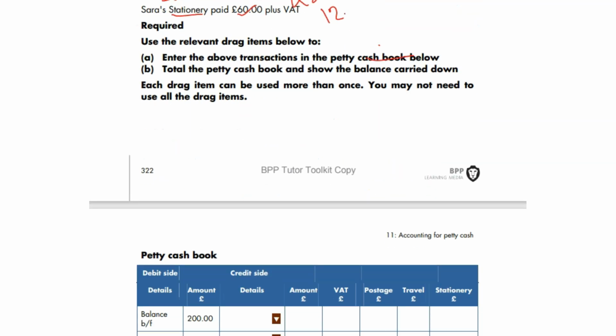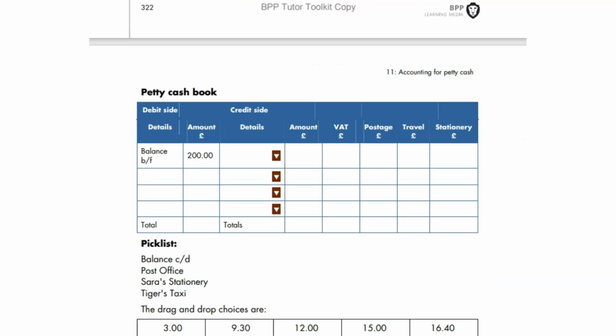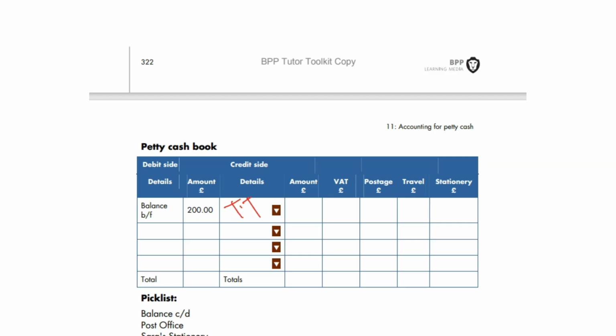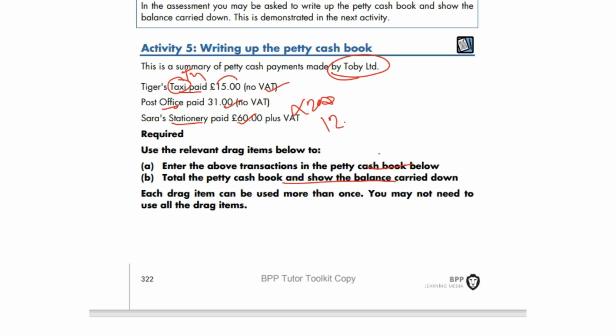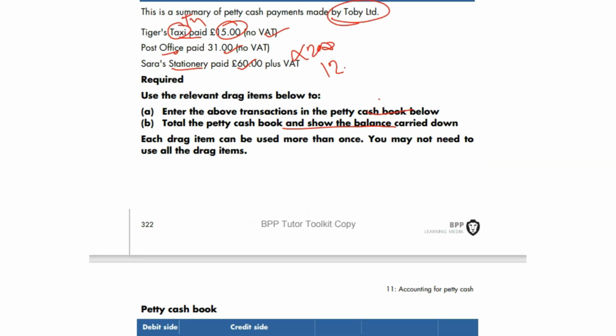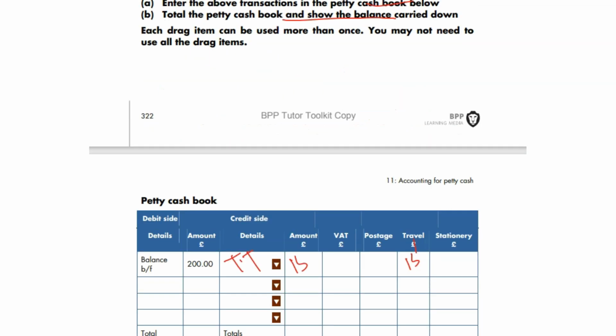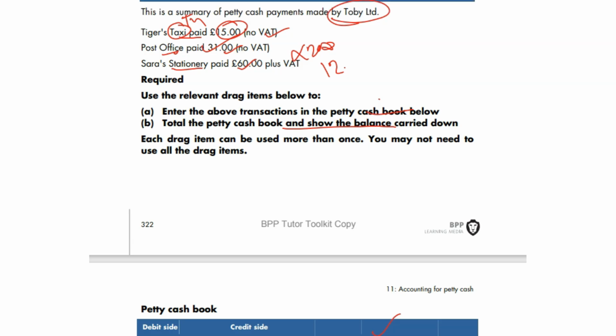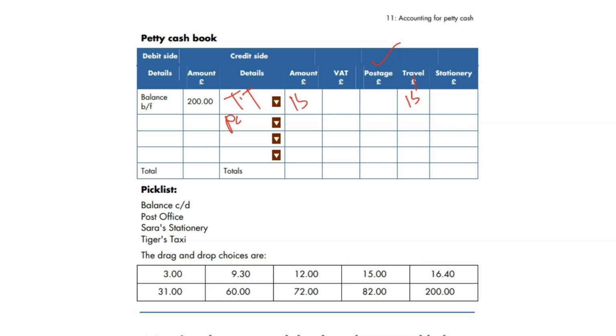Okay, enter the transactions in the petty cash book, and do the balance CDBD. So the first one is Tiger Taxi, isn't it? TT, I'm writing, Tiger Taxi. How much is the amount? 15. So first total 15 and then travel 15. Your job is done. First transaction is done. Second one: there is no date, so don't bother about it. Post office. Straight away we can write post office. What did they write? They said postage. Okay, postage, or post office, you can write it. How much is it? 31. Post office 31 and 31 here.